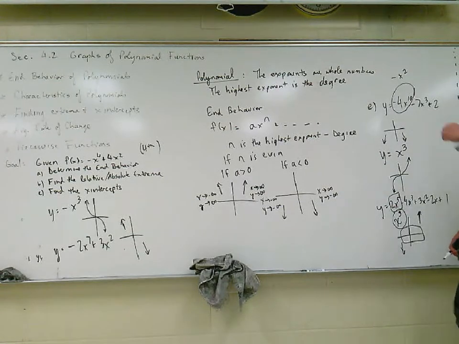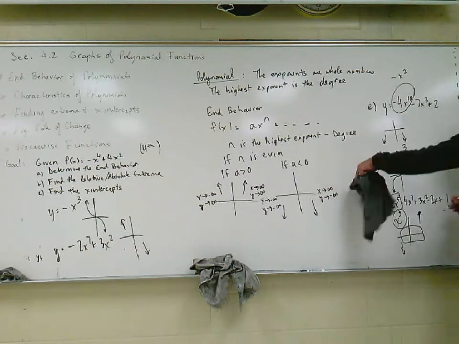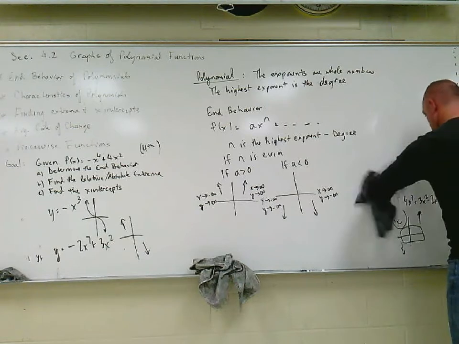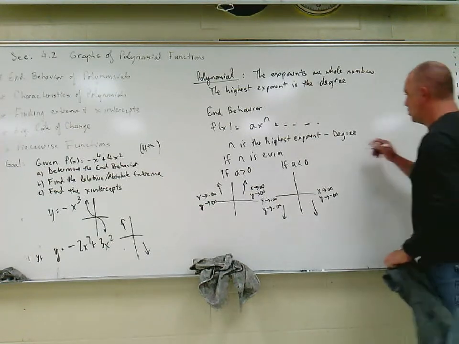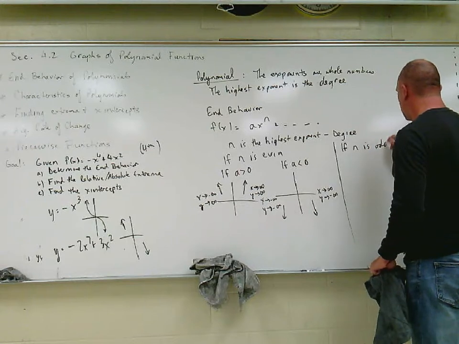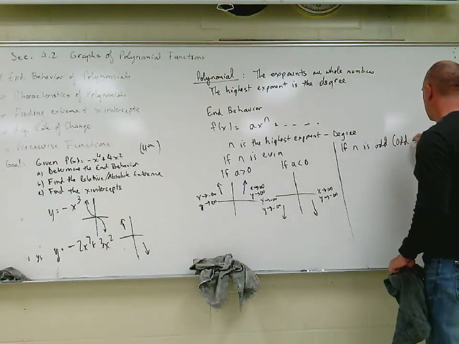So we'll summarize this right here. I'm going to need to erase some of this stuff. Okay? So I'm going to put it right here. Erase this. So if n is odd, so if it's an odd degree.